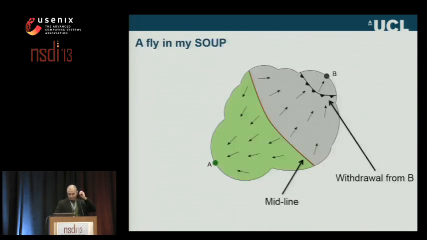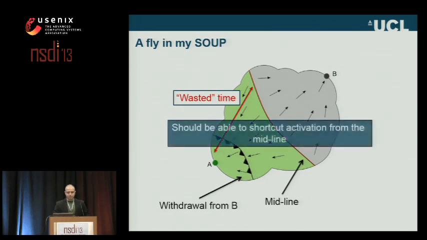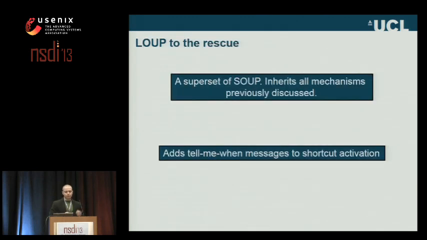Now, there's a problem with SOUP. Going back to the reverse activation example, here we have the withdrawal propagating, and it doesn't change state. However, it should not really be the case that we need to propagate it towards the other end of the network. This is slow. We should be able to shortcut the activation from the midline. Now, how can we do this? Well, this is where LOUP comes in. LOUP is a superset of SOUP.